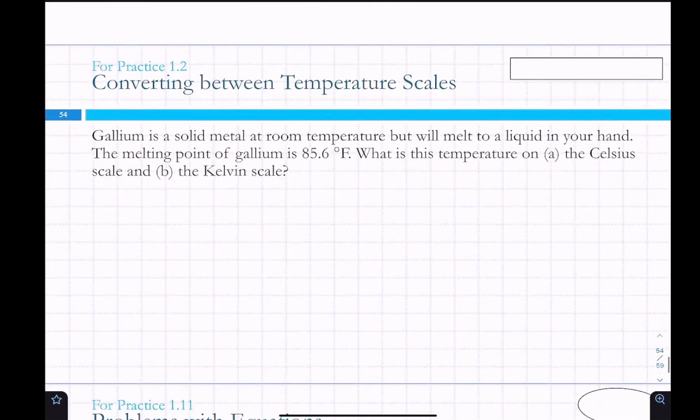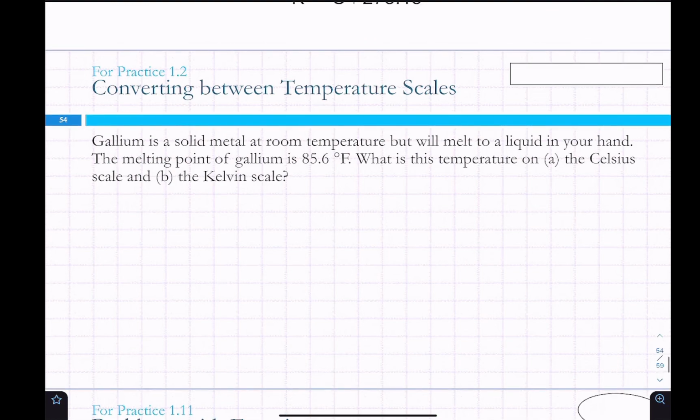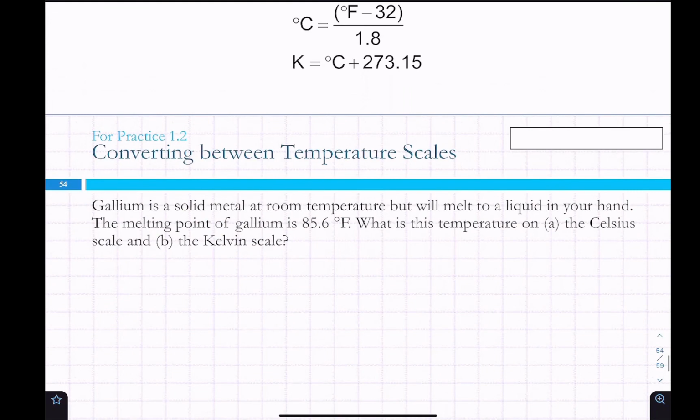All right, so gallium. Gallium's a really cool metal. It's a solid metal at room temperature, but it'll melt to liquid in your hand. The melting point of gallium is 85.6 degrees Fahrenheit. What is the temperature on the Celsius scale and on the Kelvin scale? So I always have to look this one up. If we've got 85.6 degrees Fahrenheit, then we'd say degrees C is equal to degrees Fahrenheit minus 32, divided by 1.8.